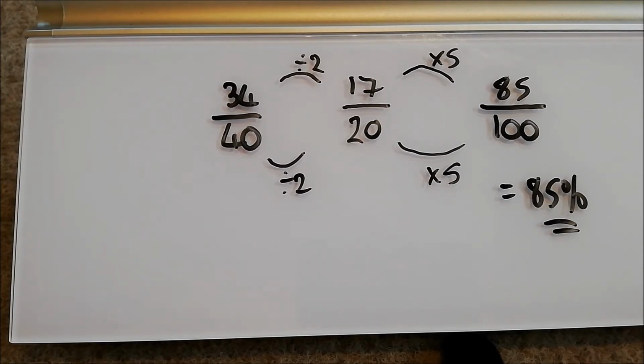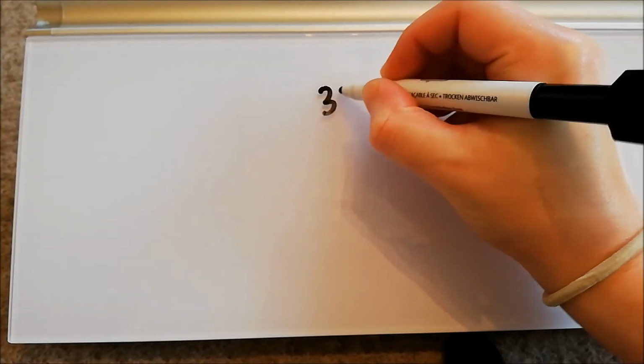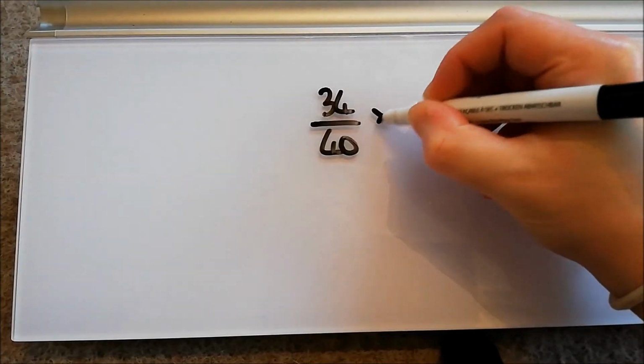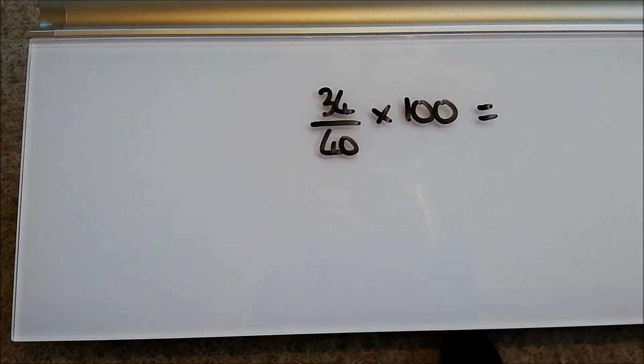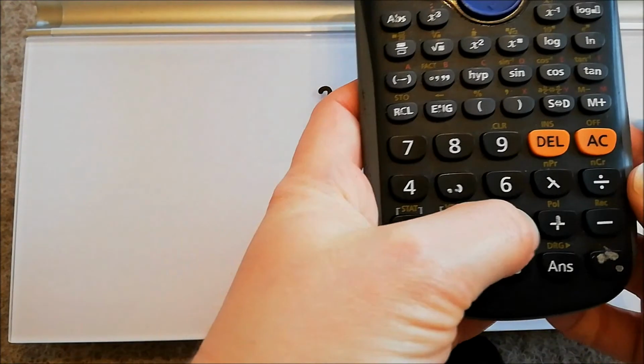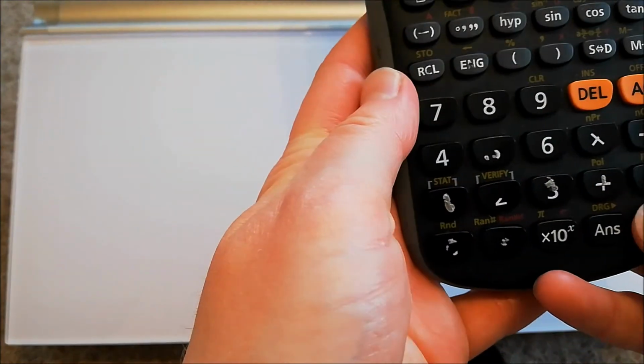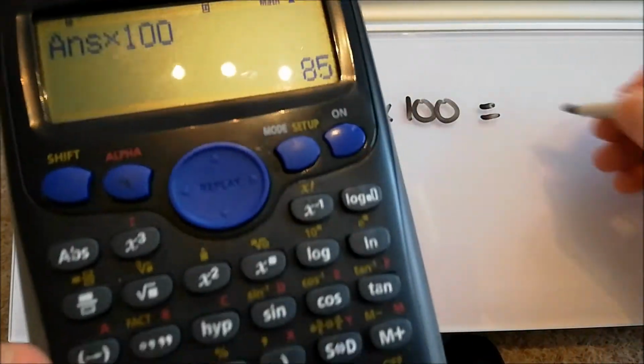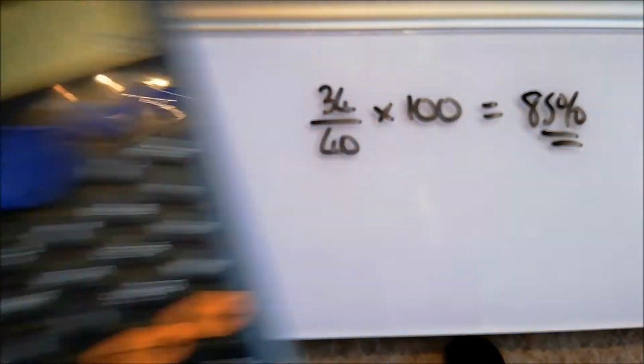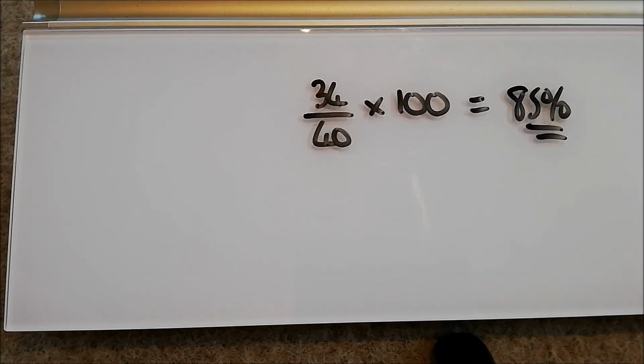If you now put method 2, calculator, and on a calculator, it doesn't matter how nice the numbers are. The method is always the same on a calculator. So we'll just do 34 over 40 times 100 equals, or 34 divided by 40 equals times 100 equals. So I'm going to do 34 divided by 40 equals times 100 equals, and that's going to give me the same 85% as before. And that's expressing one quantity as a percentage of another. So it's quite a small topic, really.